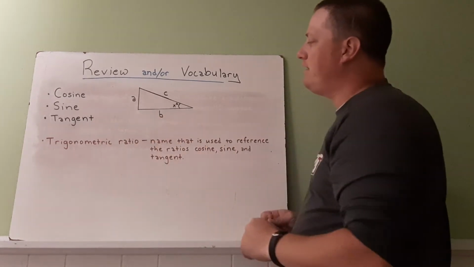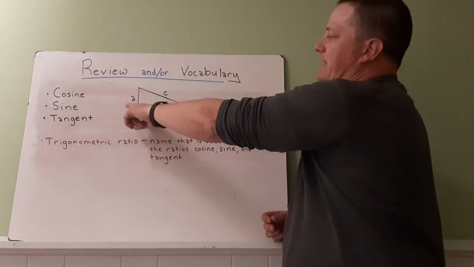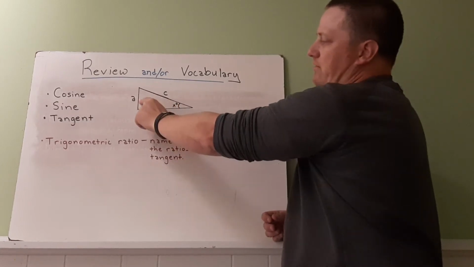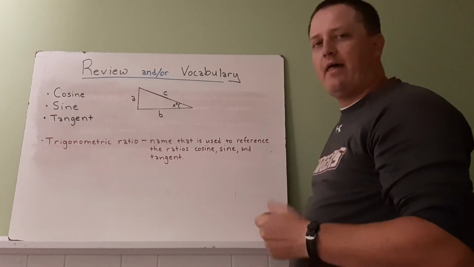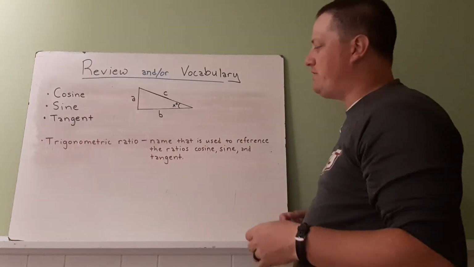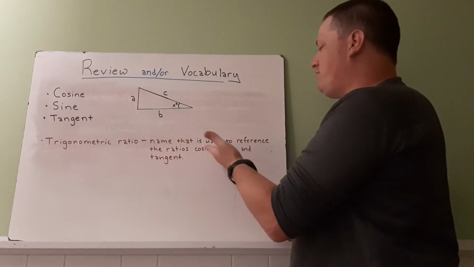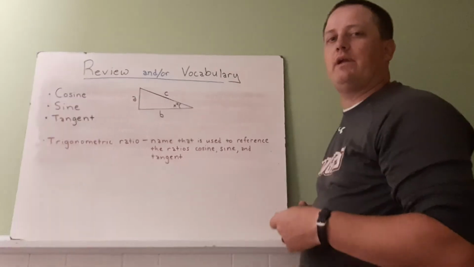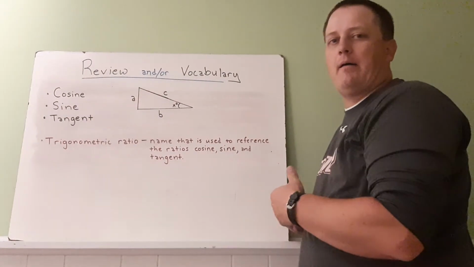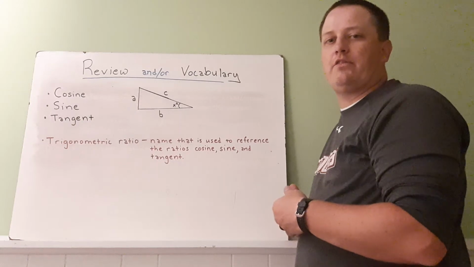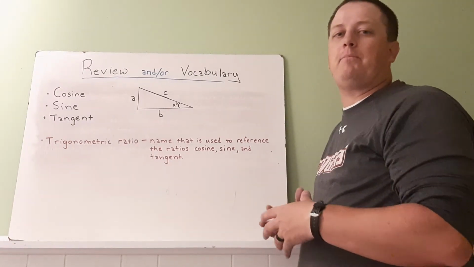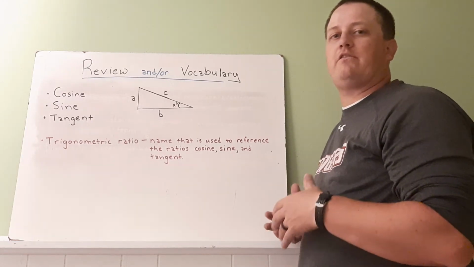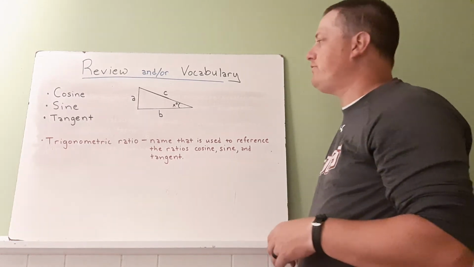And then tangent is the ratio of the opposite over the adjacent from the angle. So here's our angle, here's opposite, here's adjacent. And then our new word is trigonometric ratio, which is the name used to reference the ratios cosine, sine, and tangent. They are all known as trigonometric ratios. A lot of people reference them as the trig ratios because they are a big part of trigonometry. But we learn about them in geometry because of their connection to understanding triangles.